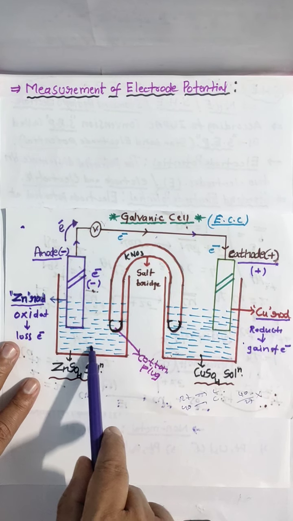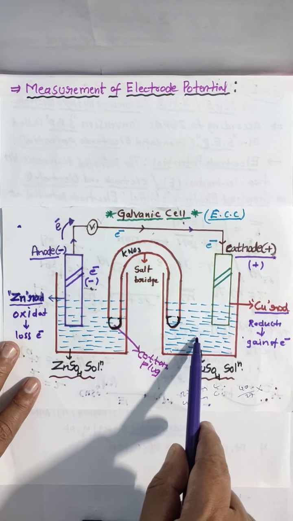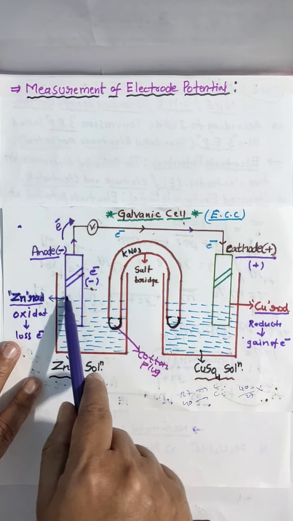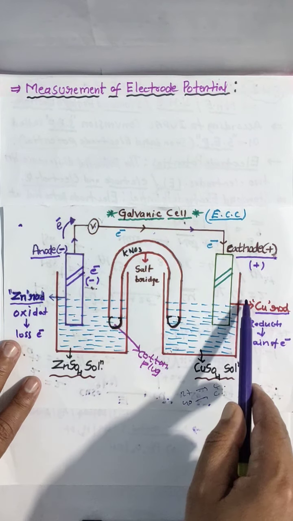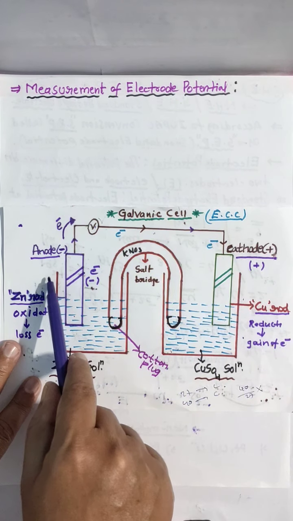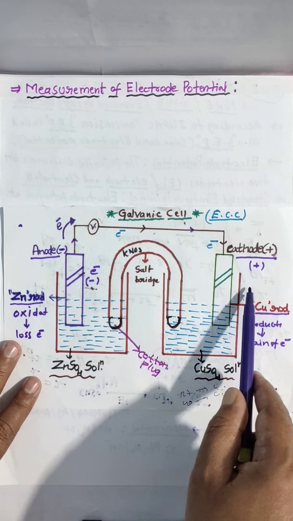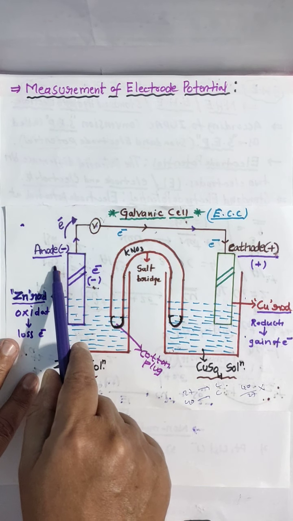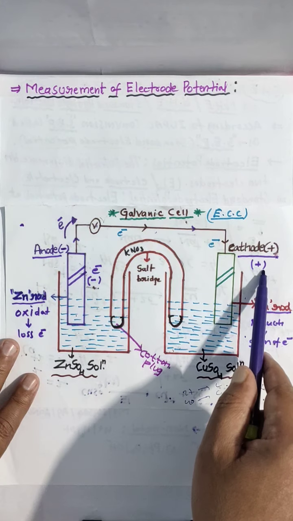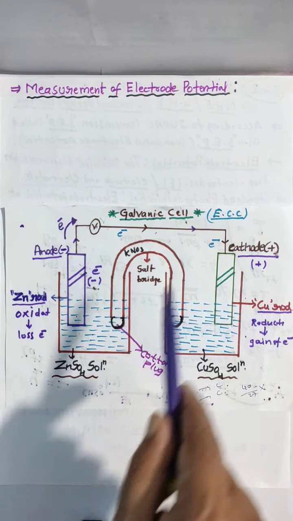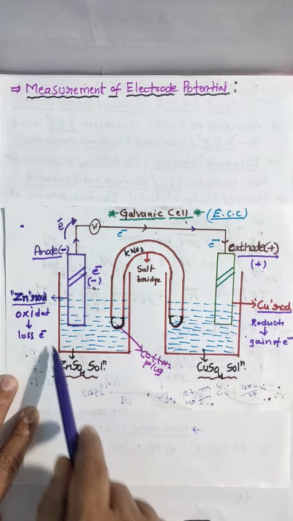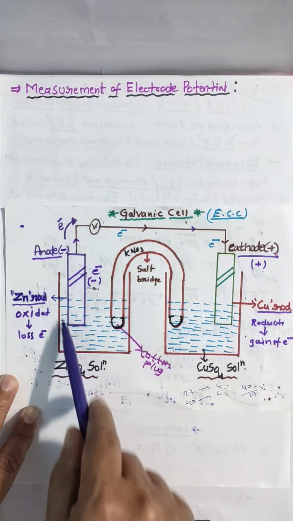This is one half cell. This is another half cell. And these two are connected with a salt bridge, where the left side is always the anode and the right side is always the cathode. Anode: oxidation; cathode: reduction. In electrolytic cells, we generally take the anode as negative and the cathode as positive.